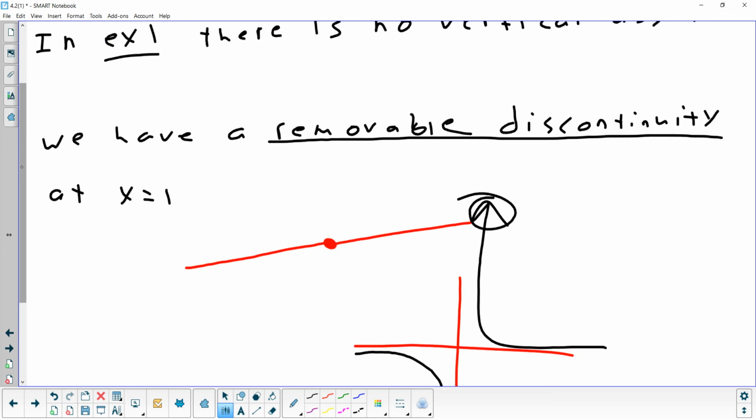So any questions why a hole is considered a removable discontinuity? It's a discontinuity that you could easily patch. Just one little thing, and you can fix it.